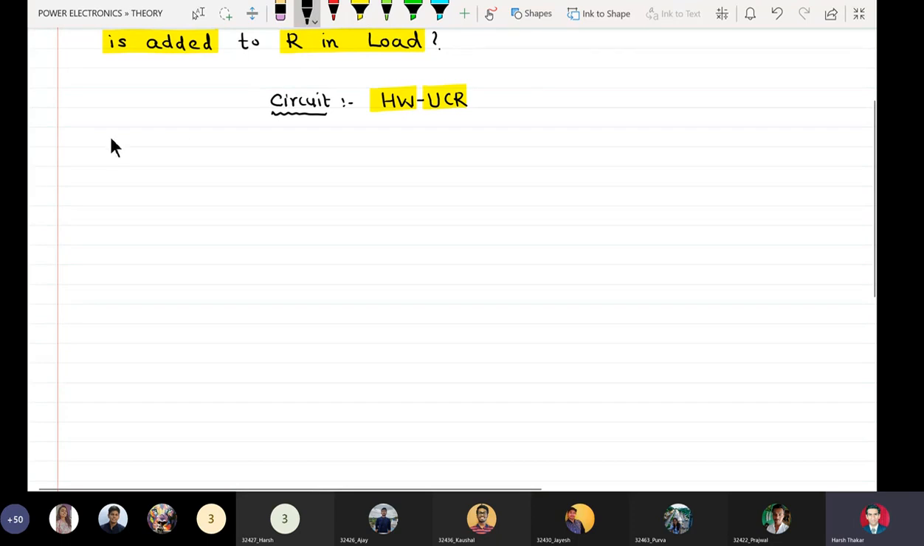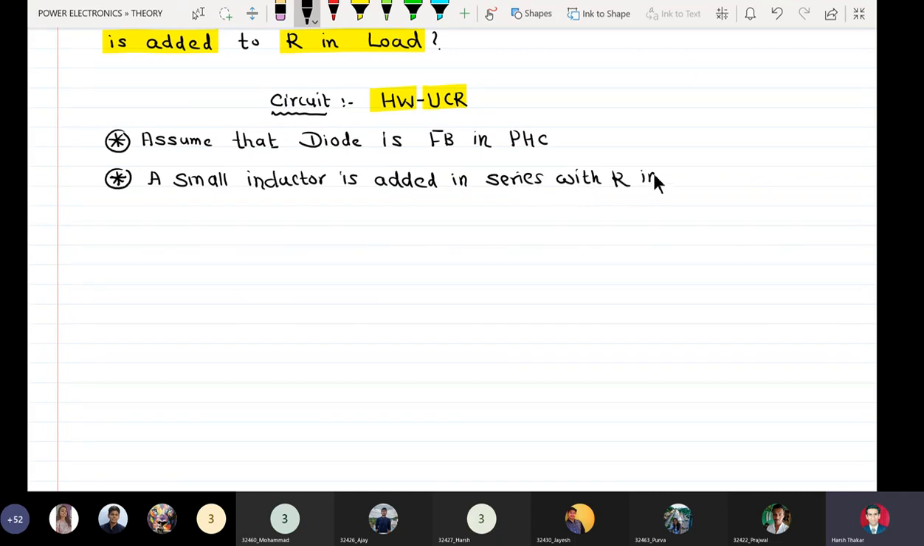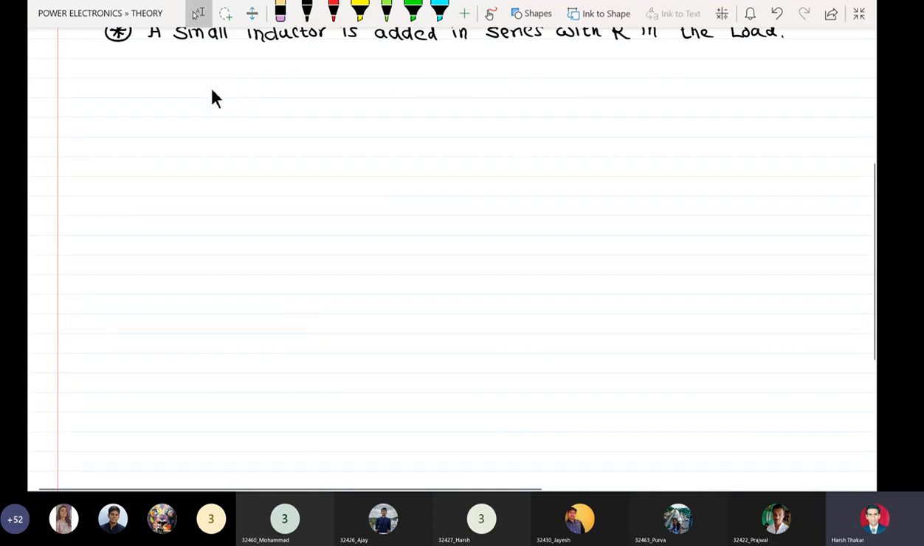Assume that the diode is forward biased in positive half cycle. Second, the circuit diagram.